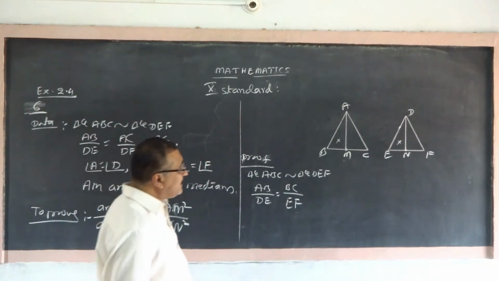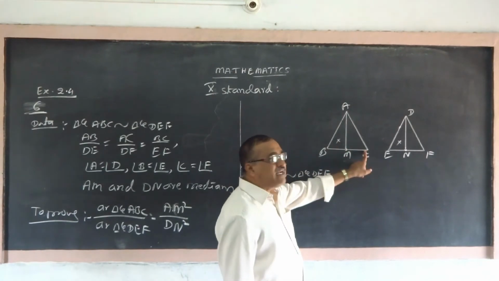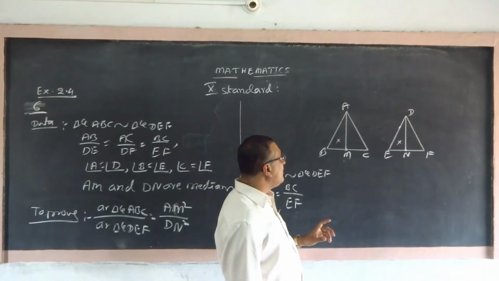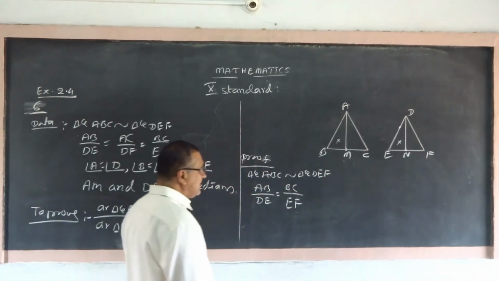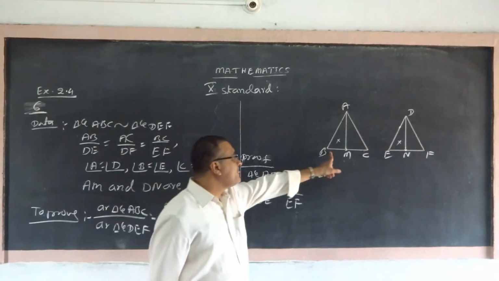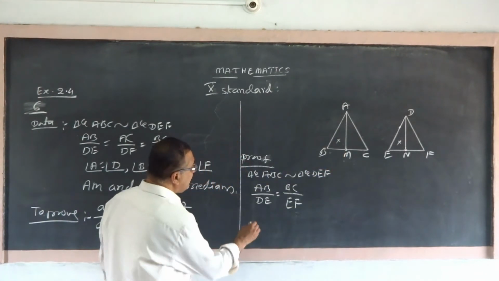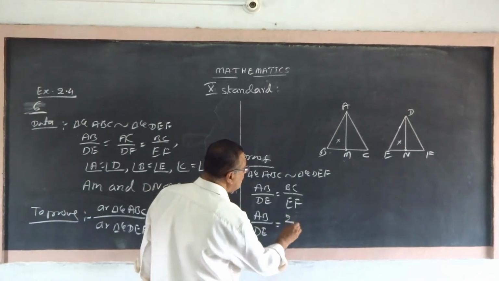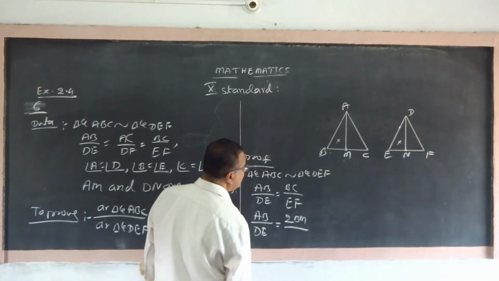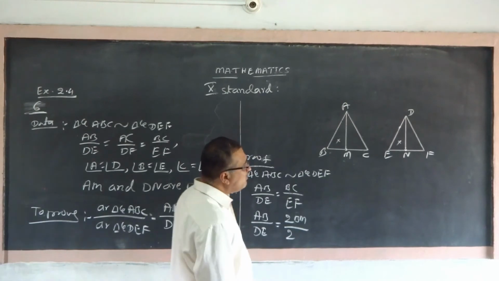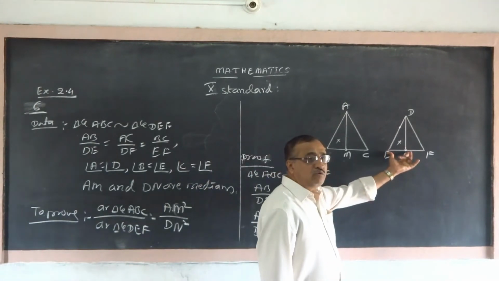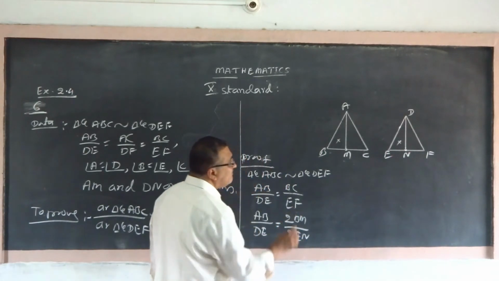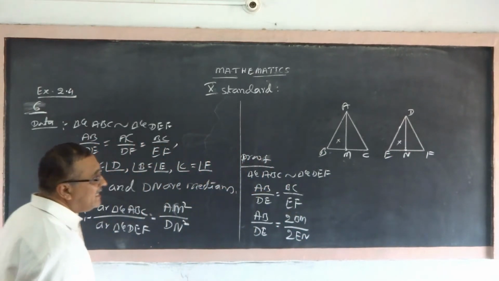But what is BC? M is the midpoint of BC. Therefore, this BC can be written as 2 times BM. We can write AB by DE is equal to 2 times BM divided by, in the same way, 2 times EL, which is EF, because L is the midpoint of EF.